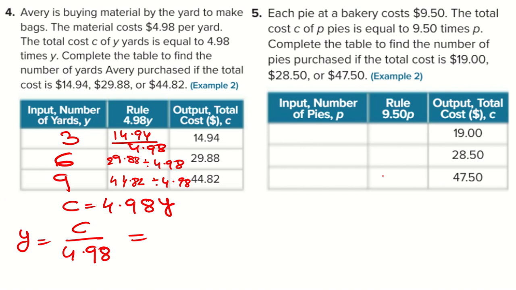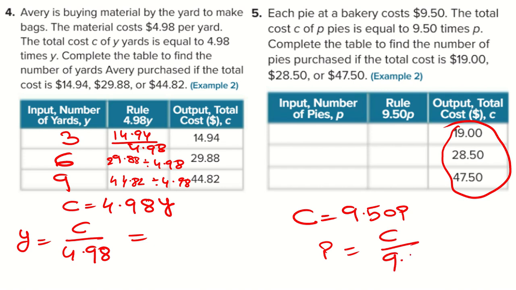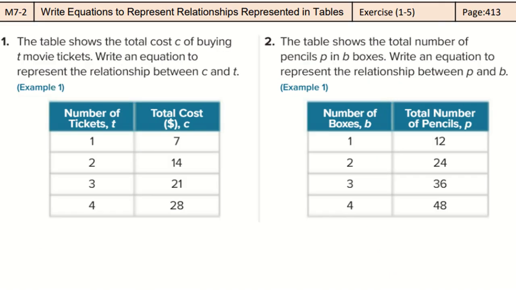Okay. Now, here is the same type of question. Again, you have the output here. So, C is equal to, the rule is 9.50 P. So, if you have to find P, then P will be C over 9.50. So, divide all these numbers by 9.50. The first answer will be 19 divided by 9.50, then 28.50 divided by 9.50. Like this you can complete this question.